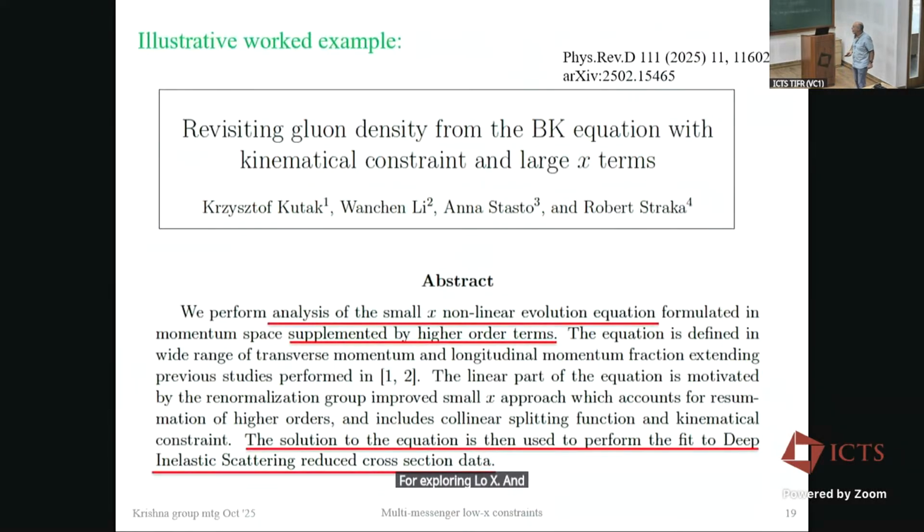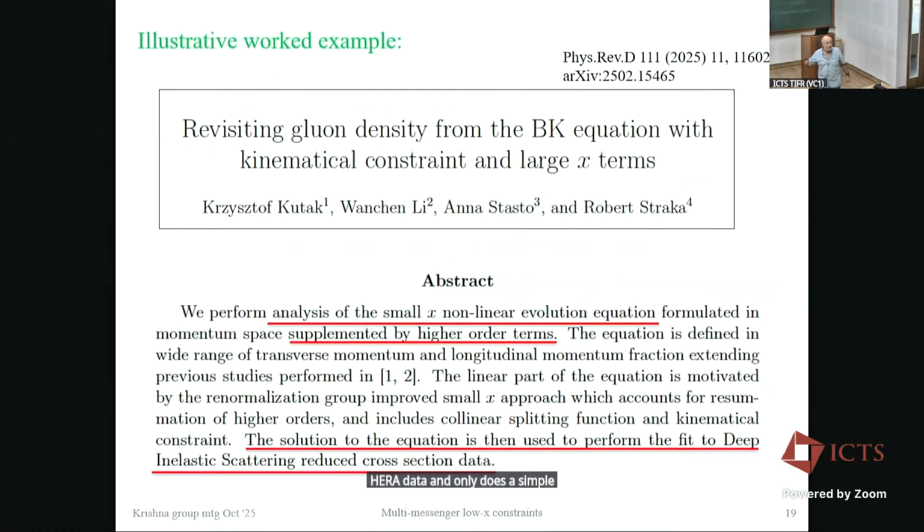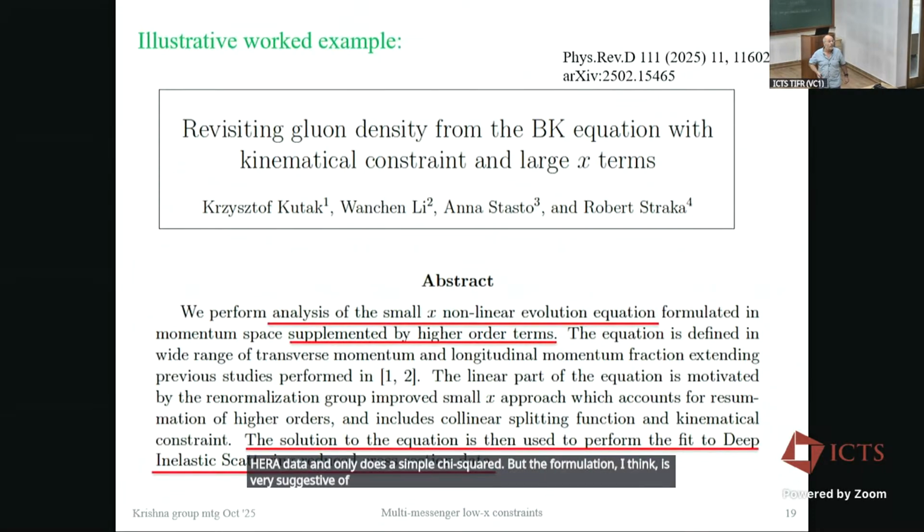Here there's a nice paper that came out last year, which I think is an interesting worked example. It only confronts HERA data and only does a simple chi-squared. But the formulation, I think, is very suggestive of where we need to go to generalize this to a full Bayesian inference framework.